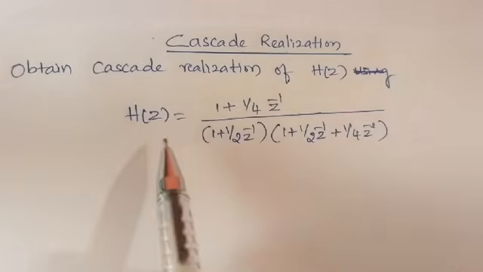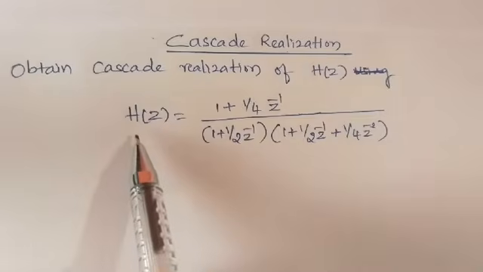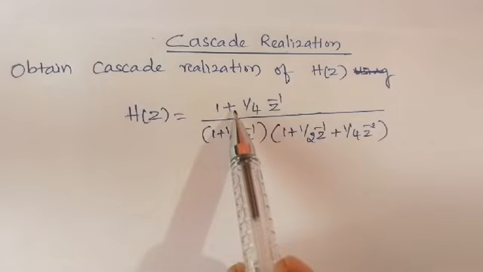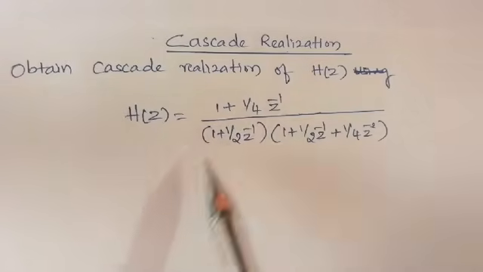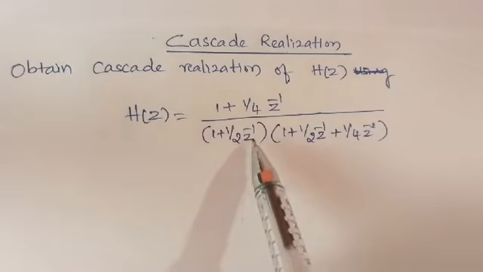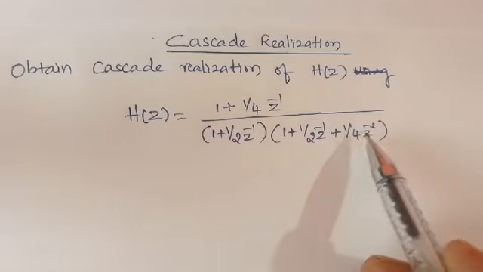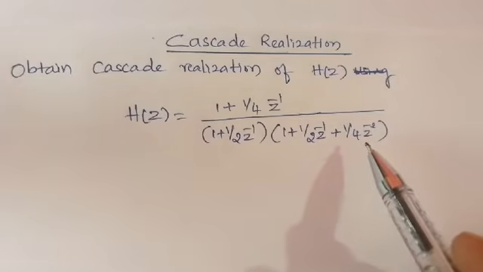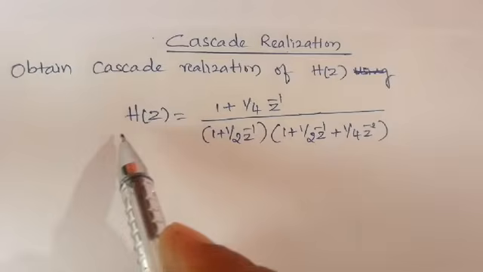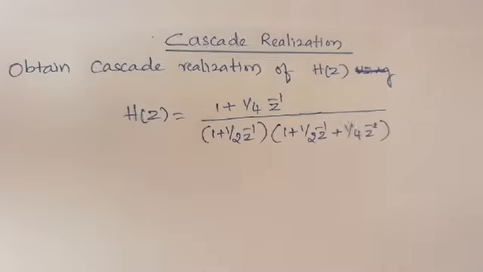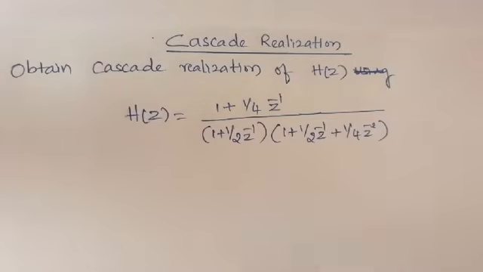See here, one system function is given, that is H of z equal to (1 plus 1 by 4 z to the power minus 1) divided by (1 plus 1 by 2 z to the power minus 1), multiplied by (1 plus 1 by 2 z to the power minus 1 plus 1 by 4 z to the power minus 2). Let H of z be decomposed into a product of two transfer functions.